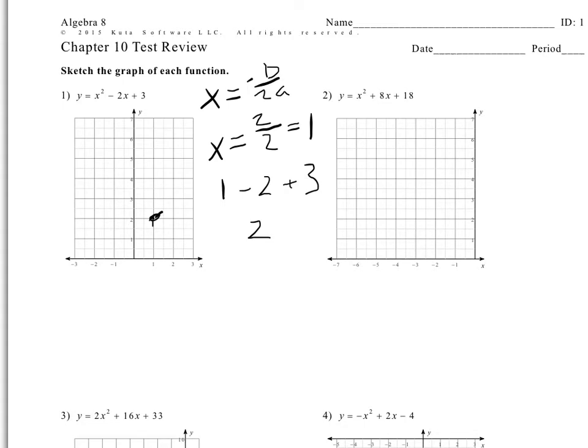And then I go up 1 and over 1, up 1 and over 1, and then go up 4 and over 2. 1, 2, 3, 4. 2, 1, 2. And we get something like that.